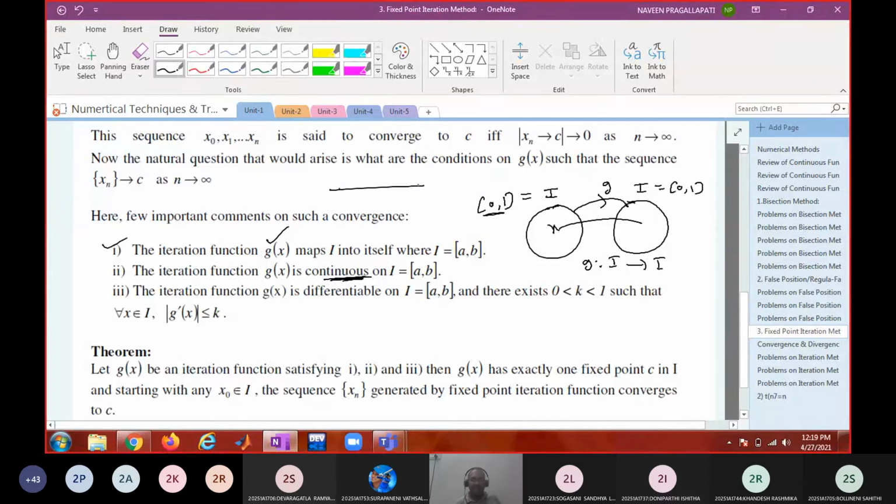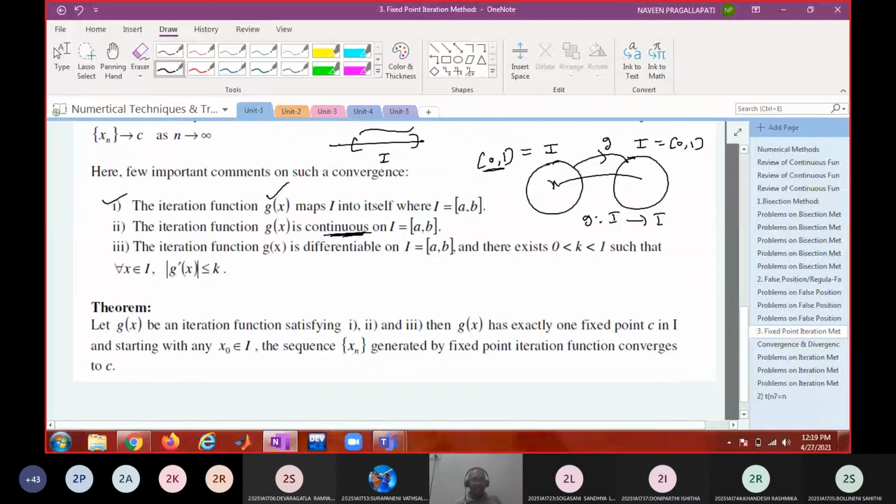Whatever interval you are considering, on this interval the function must be continuous. Not only continuous, it has to be differentiable, and the absolute value of the derivative must be less than k. Where k is less than 1. Some others simply say that modulus of g dash of x is less than 1. When k is less than 1, by the transitive property I can say that modulus of g dash of x is less than 1. So what are the three conditions?